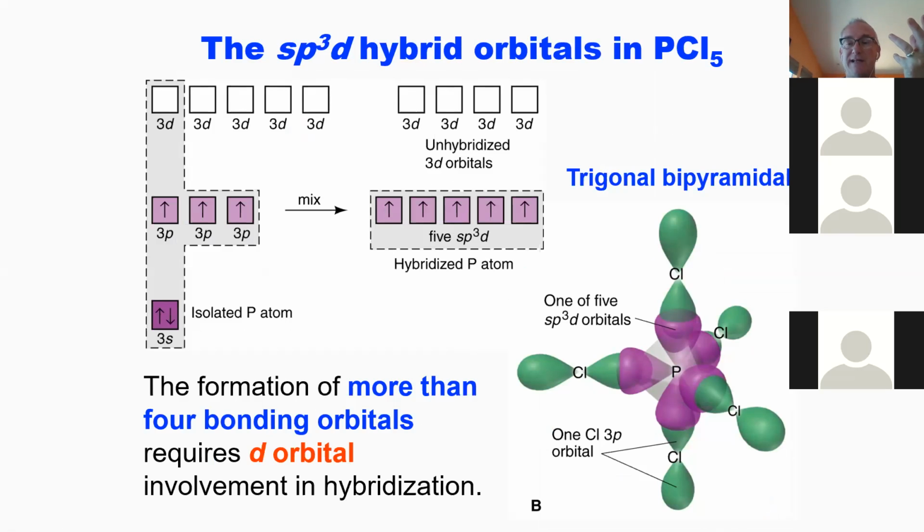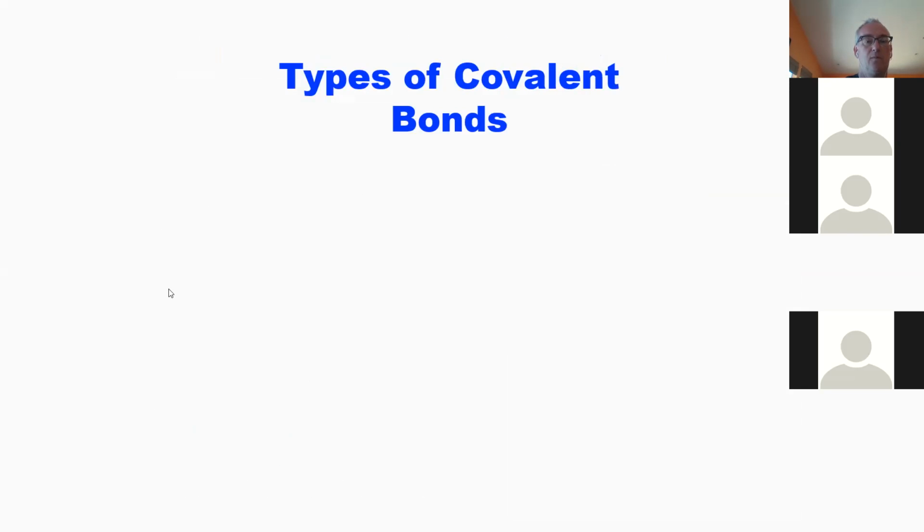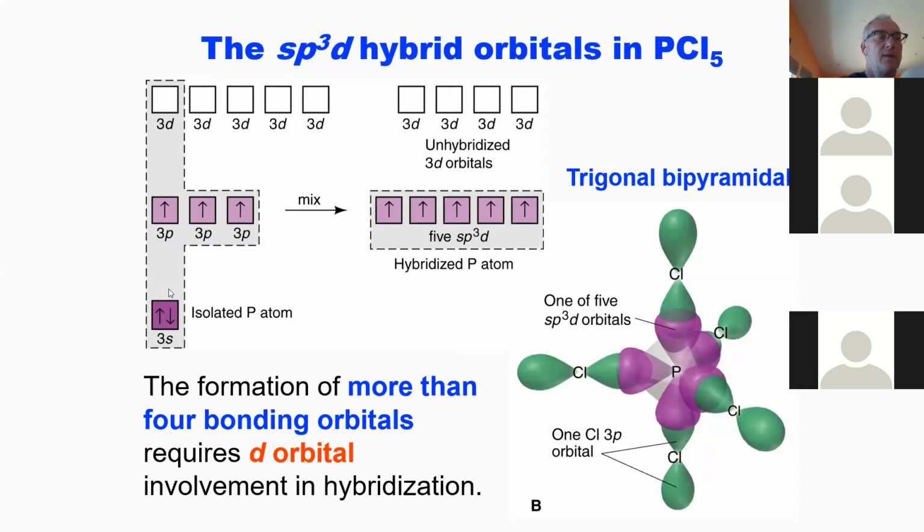Now, once we get into 5, that means we're adding d orbitals, because we've run out of orbitals. I've got 1 s, I've got 3 p's, and that's 4. That's it. Oh, wait, no, now I've got d's I can add. Now I can add 1 more. I got 1, 2, 3, 4, 5. That's when I need 5 bonds.